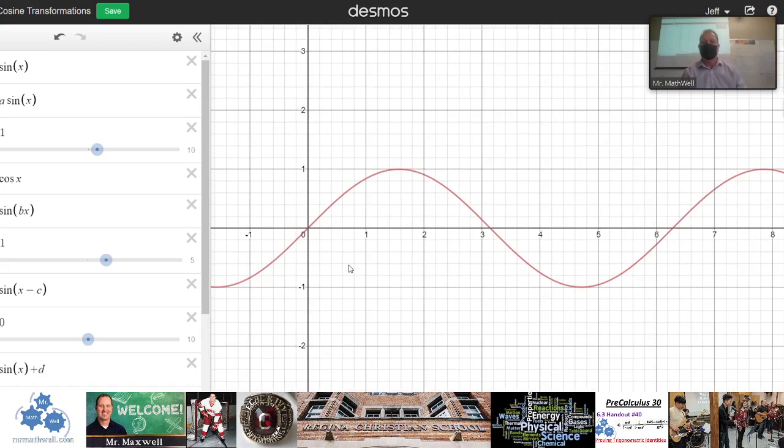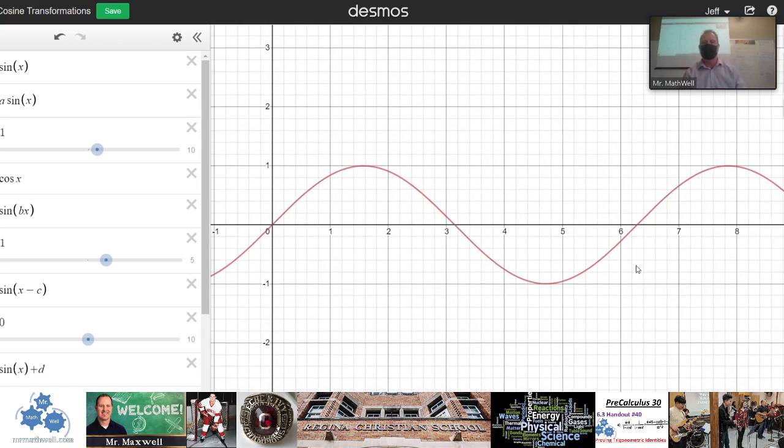Now I've got a sine wave up here. So here's the sine wave right here. From 0 it goes up to 1, amplitude of 1, comes down to 0 at pi, 3.14, and goes down to a negative 1 down here, and back up to 0 at about 6.28, okay? So that's typical.